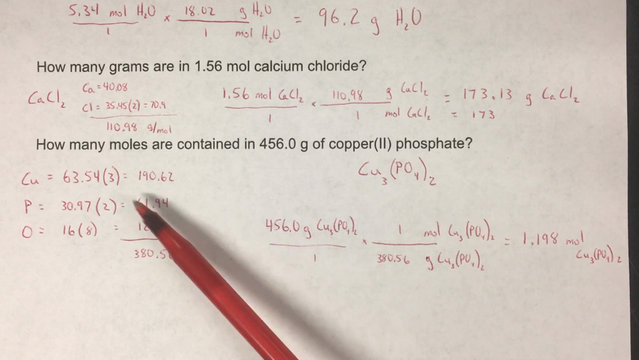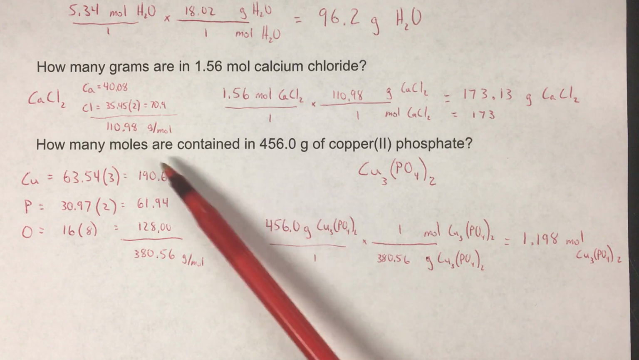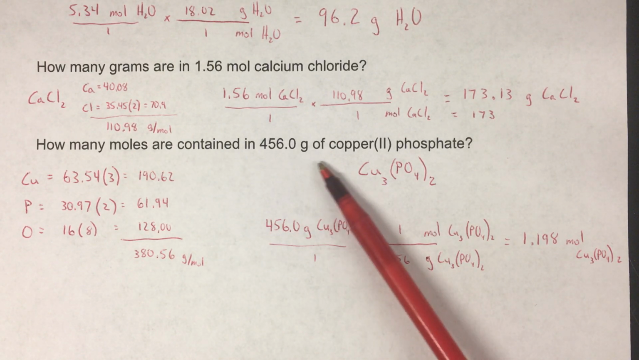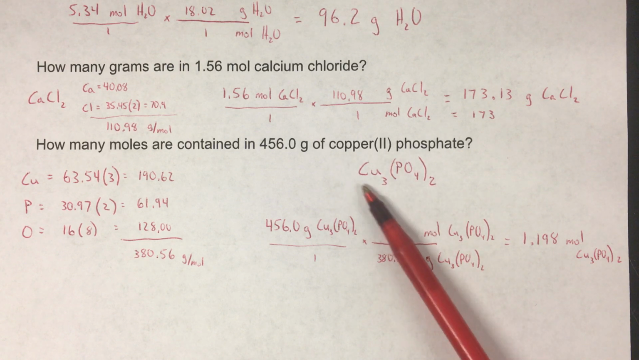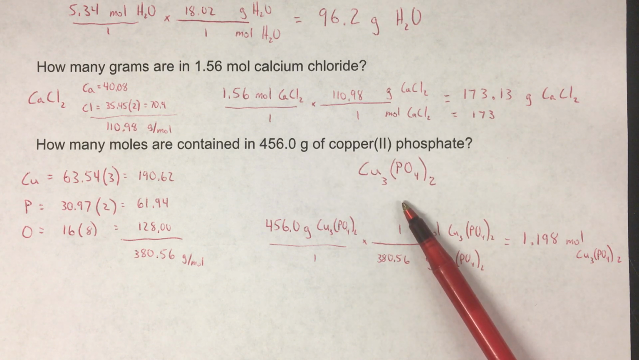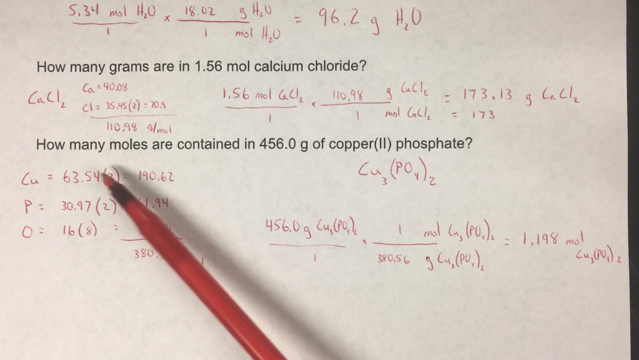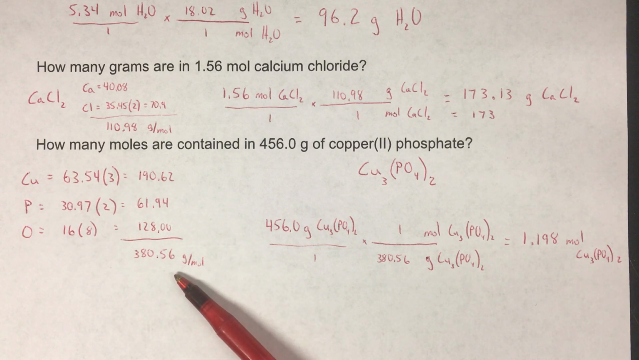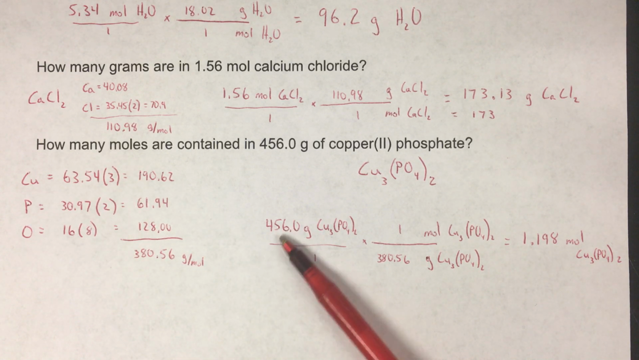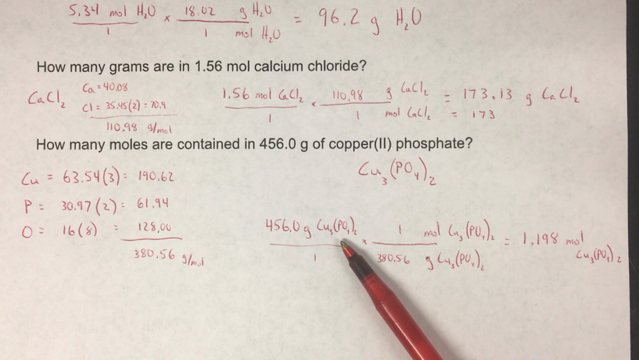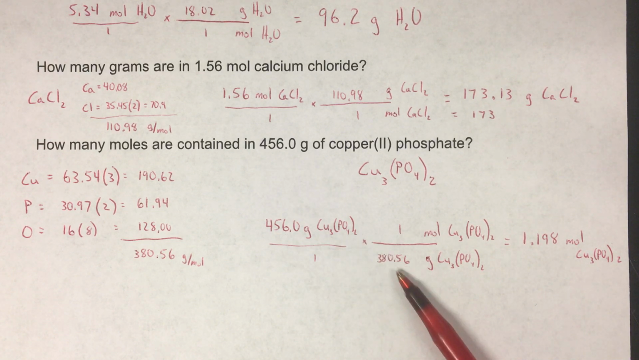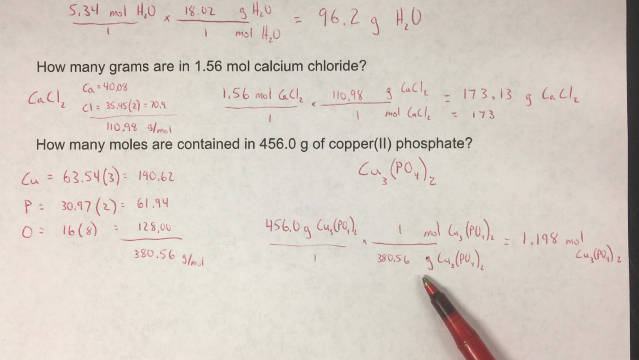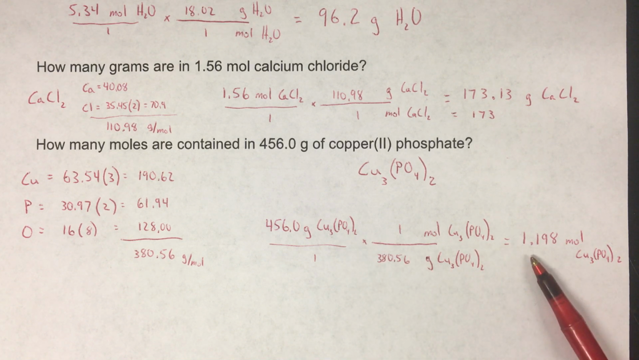And the next one here, we want to know how many moles when we're given the mass of copper 2 phosphate. Again, you have to be able to write the correct formula. We're going to be adding up the pieces to get the molar mass. So we're starting with 456 grams of copper 2 phosphate. We're going to put the molar mass on the bottom to cancel grams, and we get 1.198 moles.